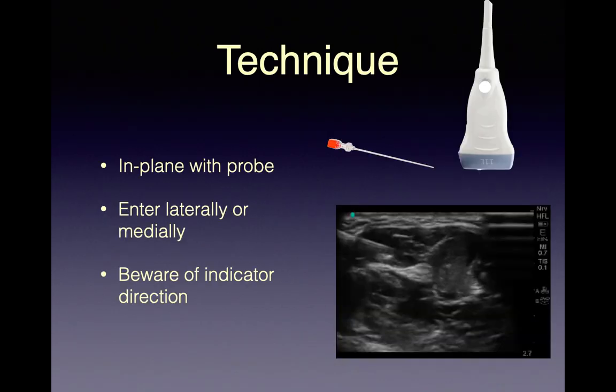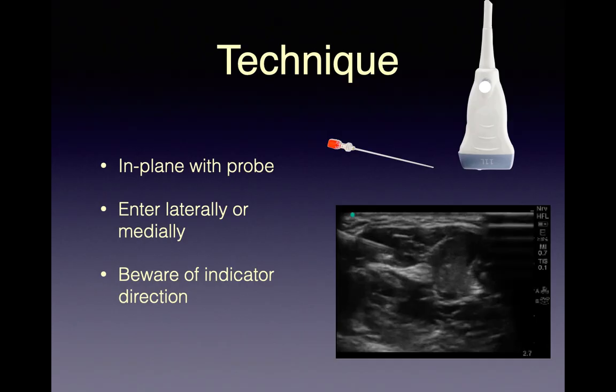Approaching the nerve from either the lateral or medial side will depend on the nerve location and your hand dominance. The best technique is to be in plane with the probe, demonstrated here. Knowing the relationship of your probe indicator and point of entry will be important when performing regional anesthesia.